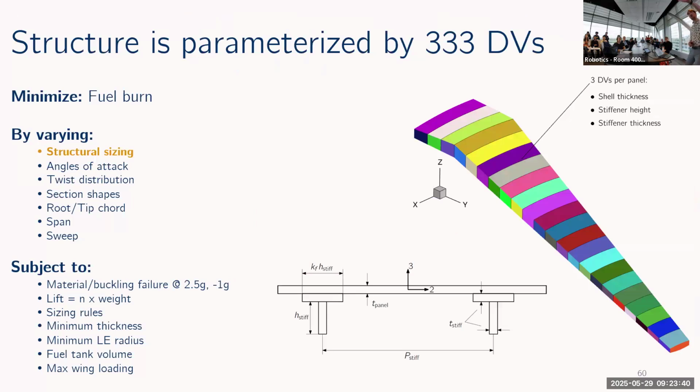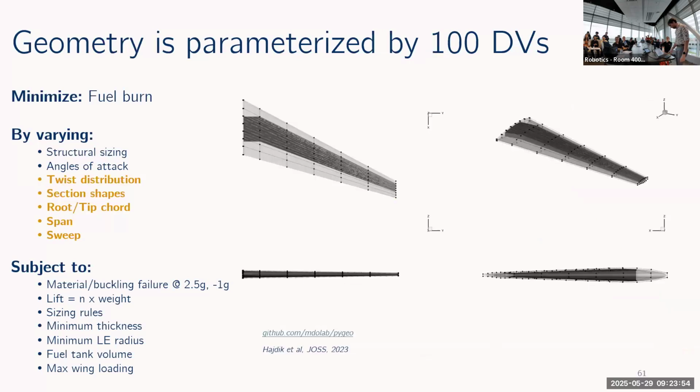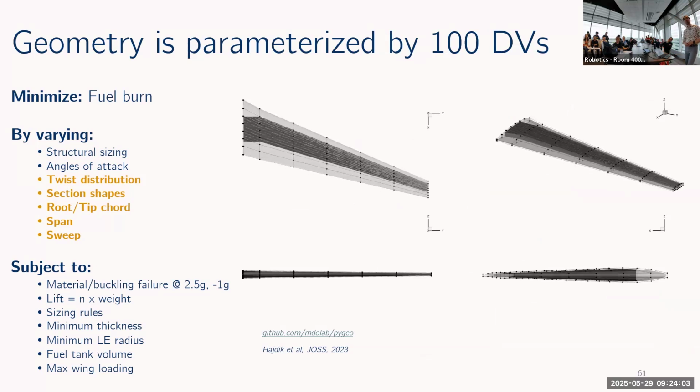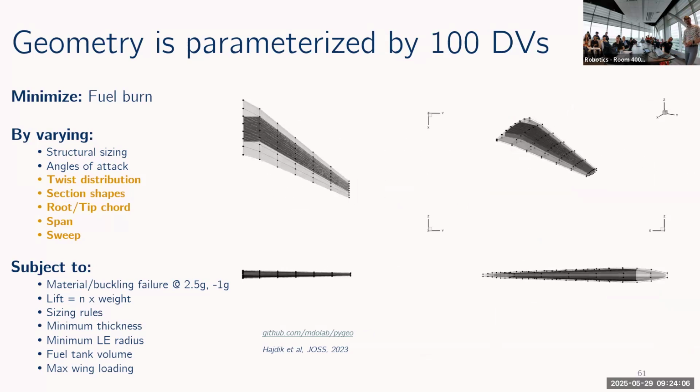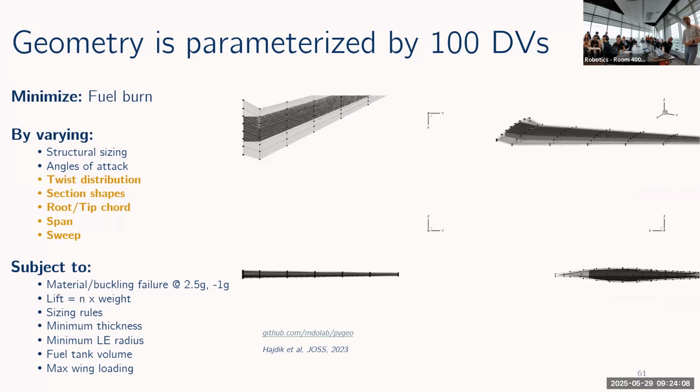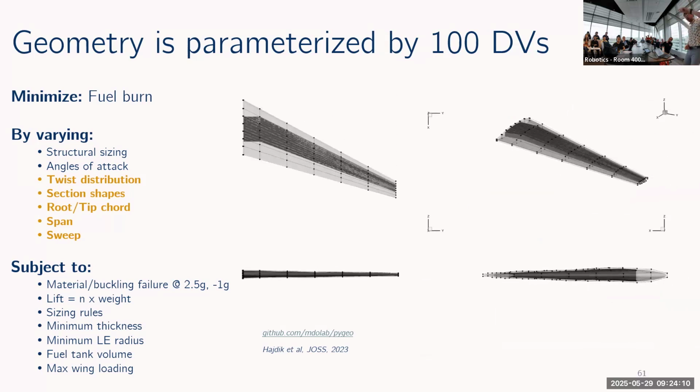For designing the structure, we have a little over 300 design variables. And what that corresponds to is for each one of these differently colored panels on the wing box here, I have design variables controlling the thickness of the skin, and then 2 variables for the geometry of the stiffeners. And then controlling the geometry of the wing, you see here I have design variables for the twist at each section of the wing, the chord length of the root and tip, the span of the wing, the sweep, and then finally moving these points up and down, I can control the cross-section shapes of the wing.